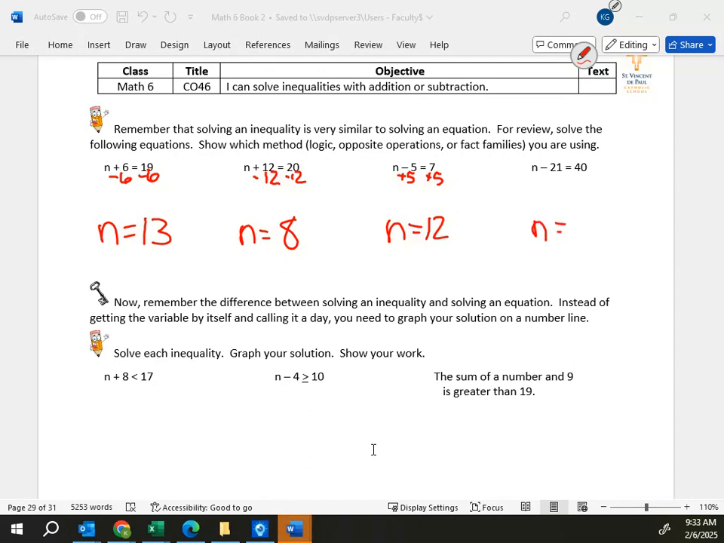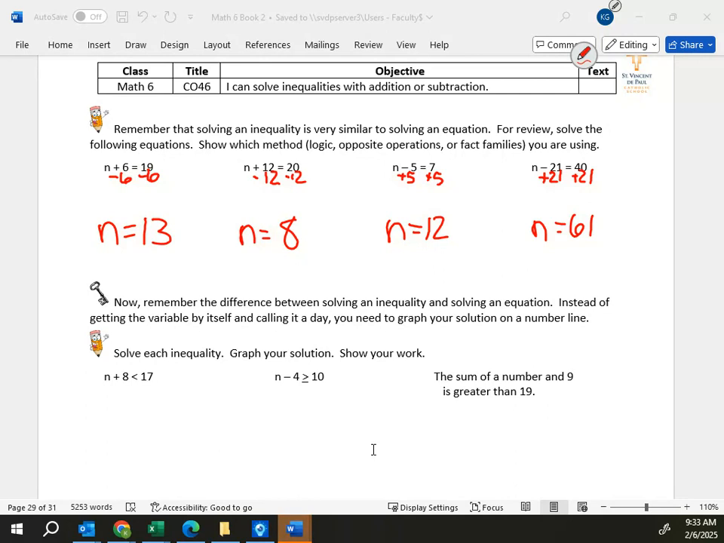And our last one, what does n equal? Aiden, 61. Say it louder for me. 61. How did you get 61, Aiden? 21 plus 20. Yeah, we did those opposite operations. Minus 21 plus 21 gets us that 0. Plus 21 on the opposite side of the equal sign, 40 plus 21 is that 61.